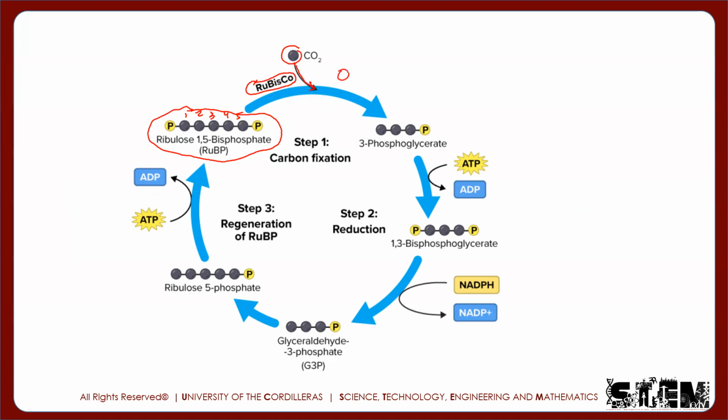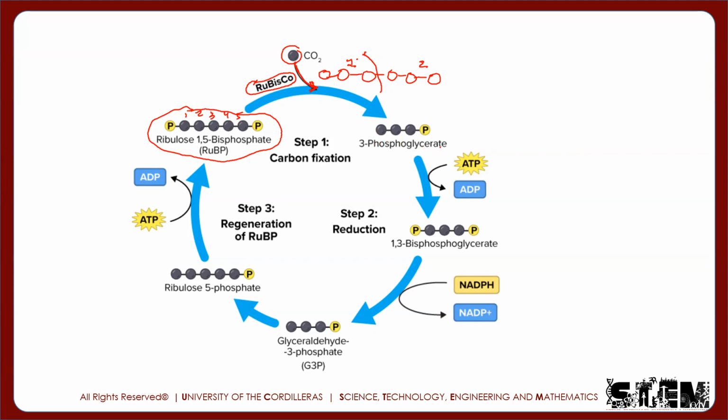So RuBP, which is a 5-carbon molecule, with the aid of rubisco will fix one carbon molecule from the carbon dioxide in the atmosphere to create PGA. Now this 6-carbon molecule is unstable, and so it will immediately split into 2. So we have one phosphoglycerate, and the second phosphoglycerate. So there are 2 of these. This is called 3-phosphoglycerate or PGA.